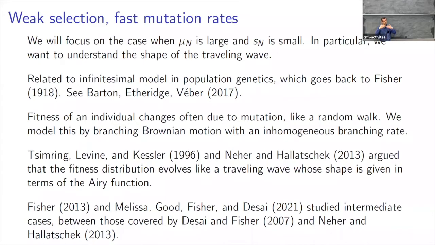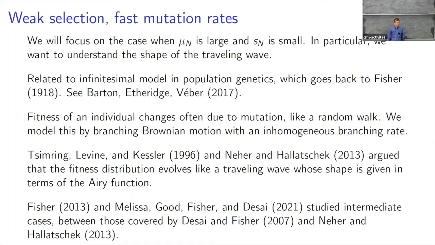What we're going to focus on mostly, however, in these lectures is the case when the mutation rate mu_n is large, but the selective benefit conferred by each individual mutation is small. And so in this case, we want to understand in particular the shape of the traveling wave that describes the fitness distribution of the population.